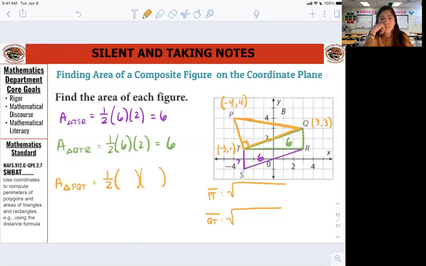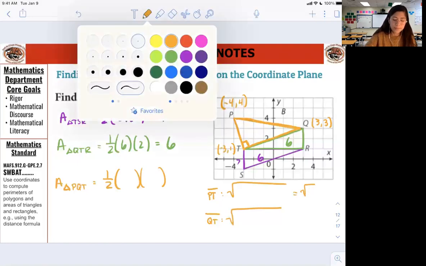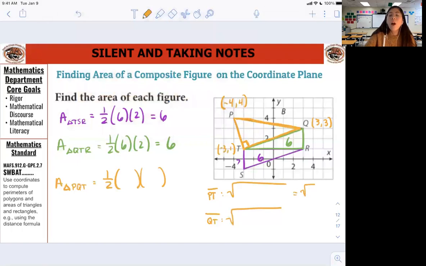Miss, for PT, I got the square root of 10. The square root of 10. I was confused on what we were doing, but then I just did what I said on the screen. Okay, let's check it. Why are we confused, first of all? No. It's because when it took me out, you were talking. Okay. Gotcha.